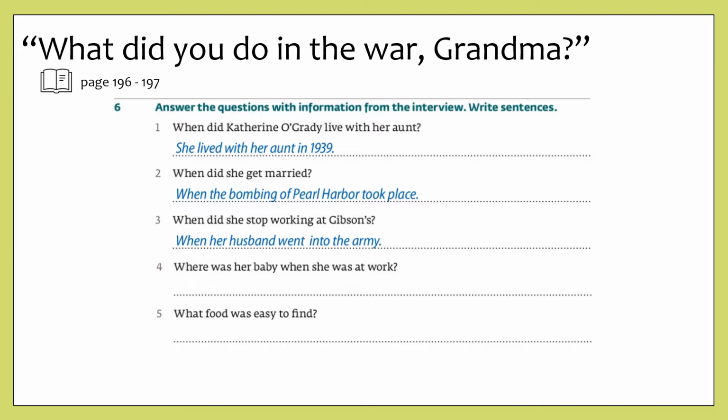Where was her baby when she was at work? The baby was in a nursery. What food was easy to find? It was chicken that was easy to find. If you're correcting, don't forget to use a color to indicate that you corrected something. Also, when you haven't written full sentences, make sure that you have full sentences afterwards.